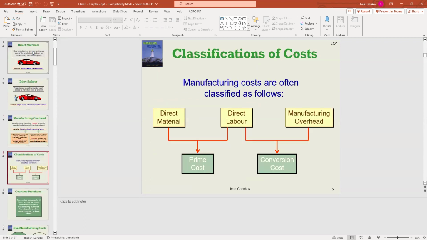The interesting thing is those three costs are called product costs. Those three costs always come in this particular order. First always comes the material. Second comes the labor. And third comes any other indirect costs which cannot be directly traced to the product.